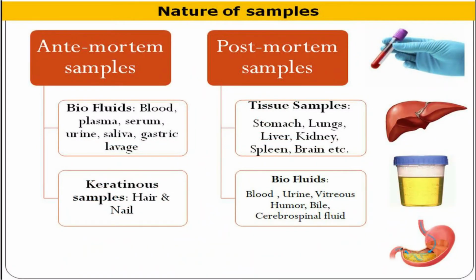So basically there are two kinds, on the basis of origin of samples, they can be divided in two categories. One is ante-mortem samples and another one is post-mortem samples. So as far as ante-mortem samples are concerned, they are dealt in clinical toxicology essentially, and post-mortem samples are dealt in the discipline forensic toxicology. What kind of samples are we dealing with in analytical toxicology? I was discussing the nature of samples.